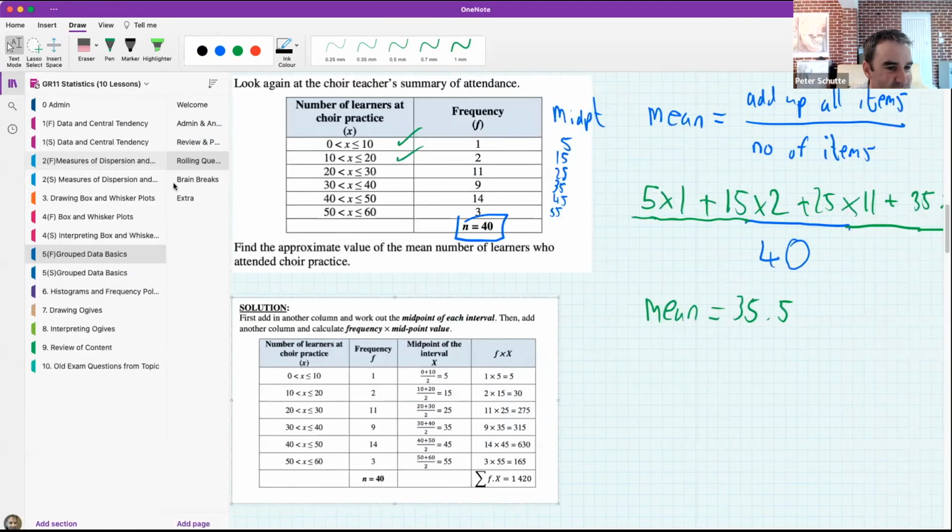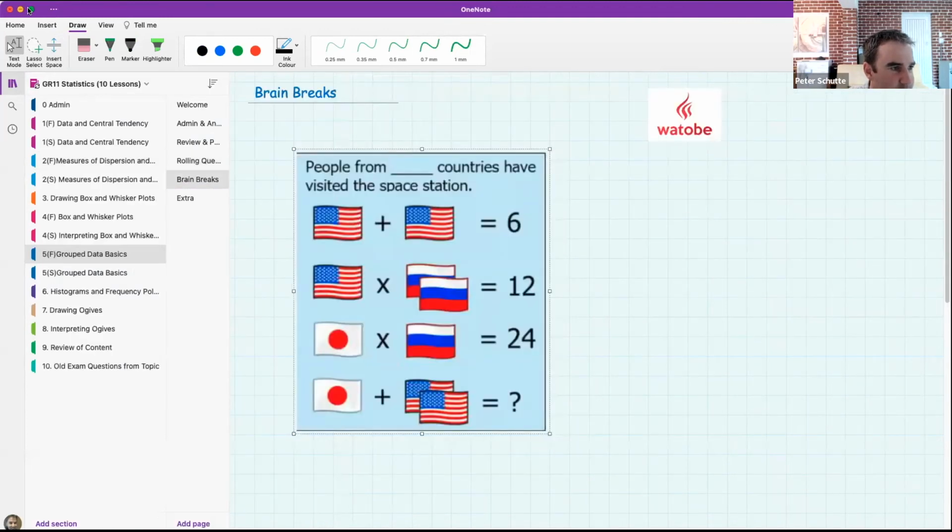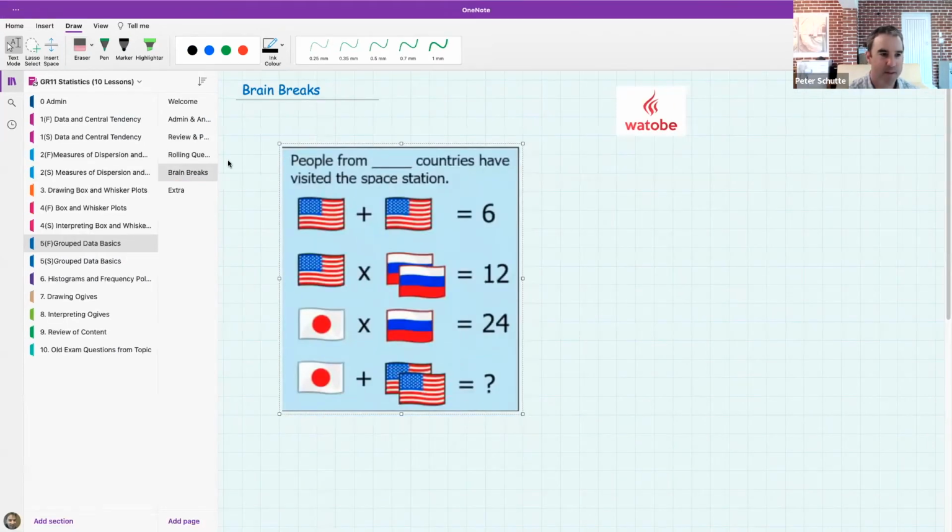Then let us look at our brain break for today. People from this many countries have visited the space station. And so you were given these various things, and ultimately the number that you're trying to find is this one here.